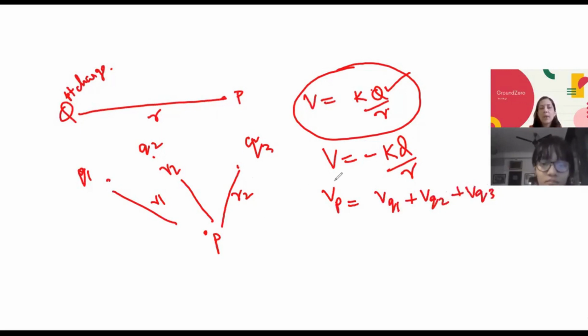So is this potential a vector quantity or a scalar quantity? Is it a vector or a scalar?